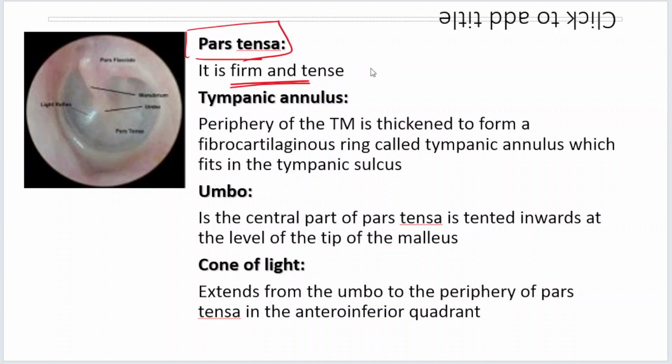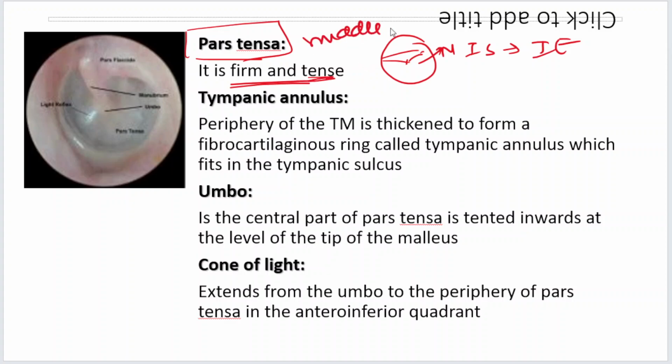This is where the vibrations are picked up by the tympanic membrane and they are transmitted to the malleus, incus, and stapes to the inner ear. Okay, so it is firm and tense. Why is it firm and tense? Because the middle fibrous layer is well developed in pars tensa. It is very well developed in pars tensa as opposed to not so well developed in pars flaccida.